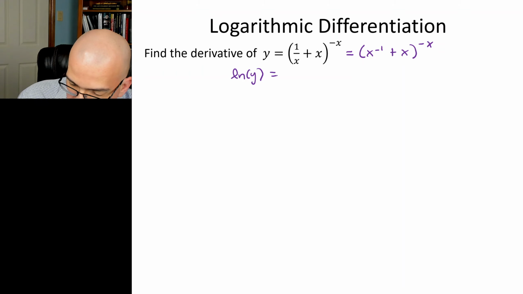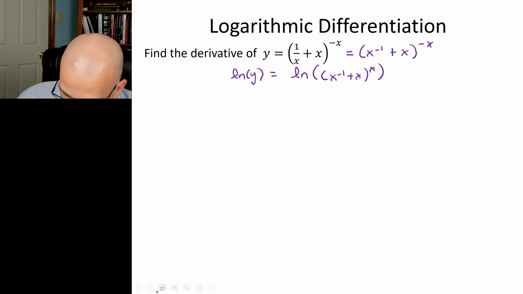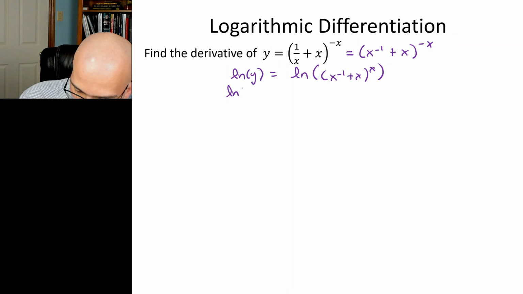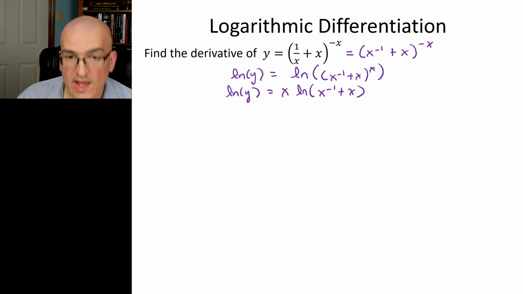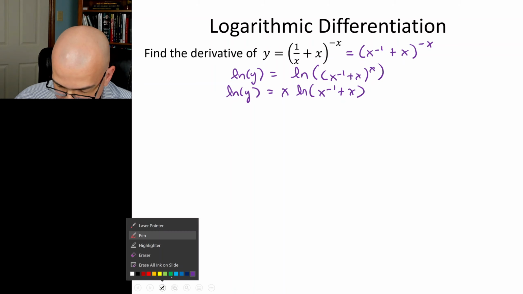So ln y is equal to the ln of all that stuff, x to the power of -1 plus x, all to the power of -x. We'll bring the -x down using that log property: -x times the ln of x to the power of -1 plus x. And now we'll take the derivative of both sides.